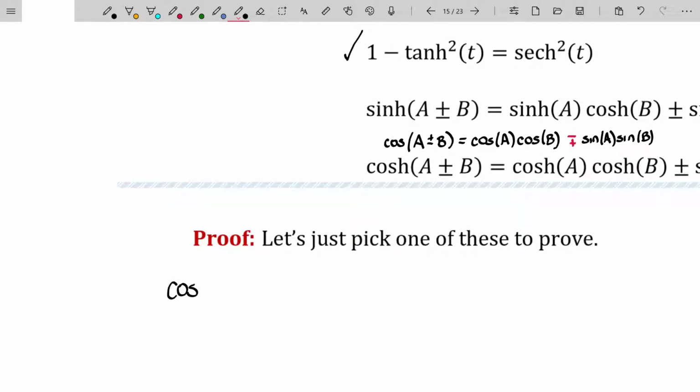I'm so used to writing cosine. You're going to do this too, by the way, when you go to work with the hyperbolic cosines and hyperbolic sines: you'll want to write it as cos and sin. But just remember there's an H there.